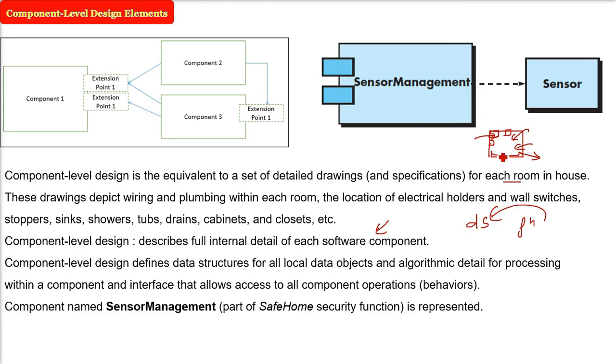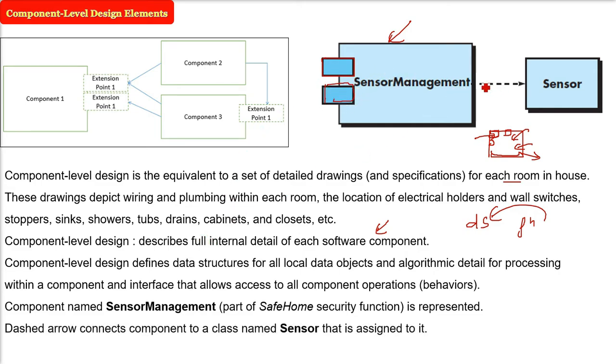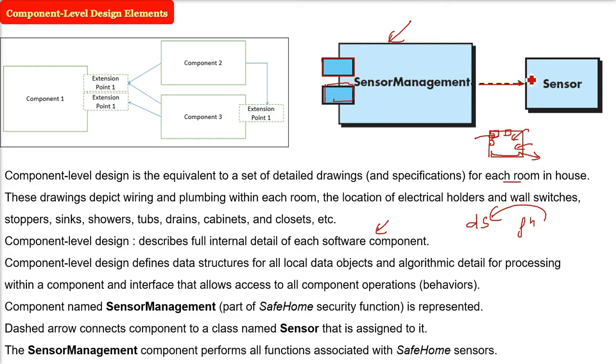For example, this is a component called sensor management. So how is it represented? You see these are two blocks. On the left hand side it shows that this is a component. There is a dashed arrow also. So this is connecting the component to a class. What is the name of the class? Sensor. So the class name sensor is assigned to this sensor management component. So this sensor management component will do all the functions associated with the sensor. It can be any sensor.